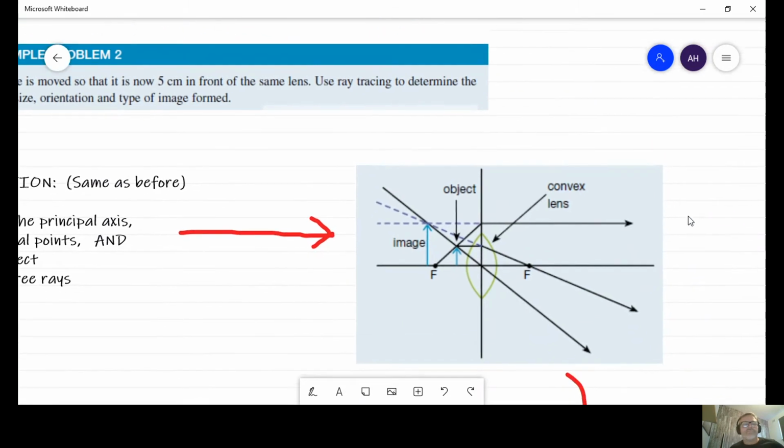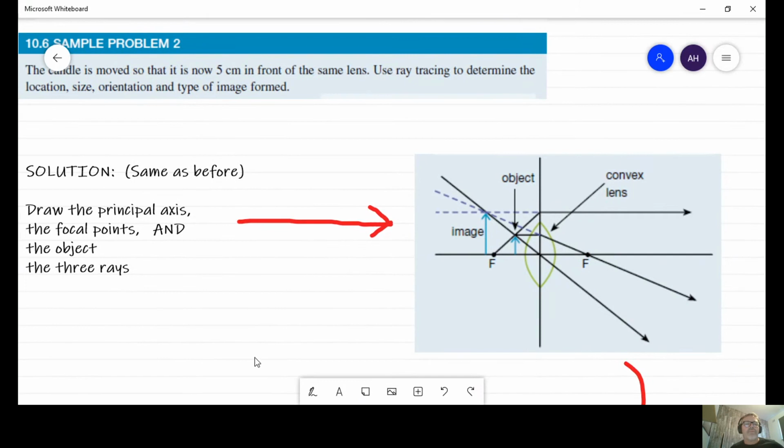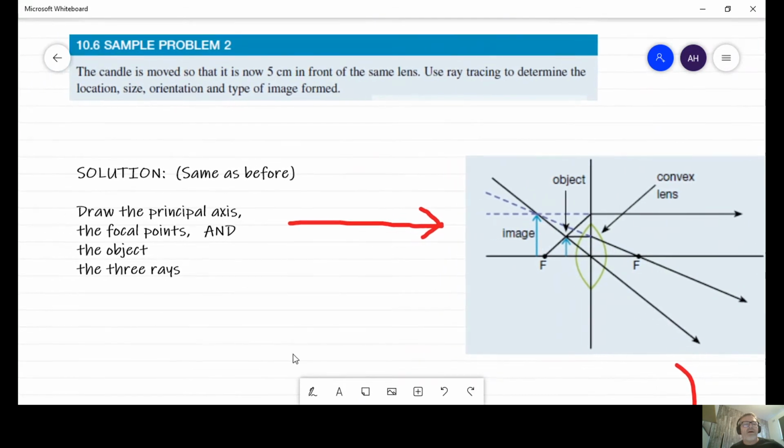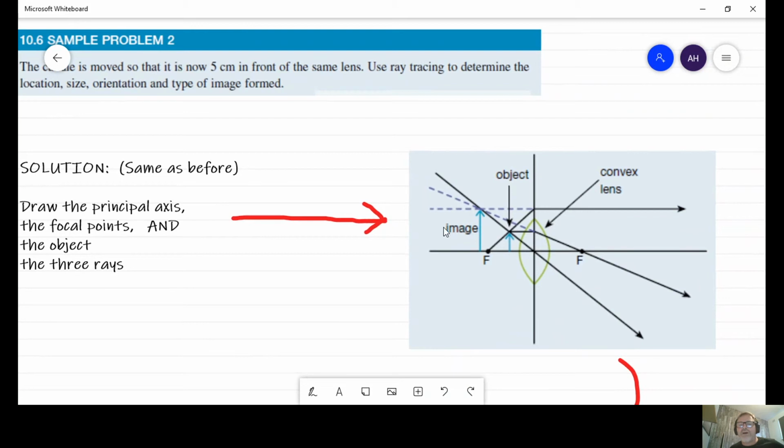Now, this time, I'm going to have a different scenario. So I've got my image going through here. I won't draw all over this one. This is the object, right?